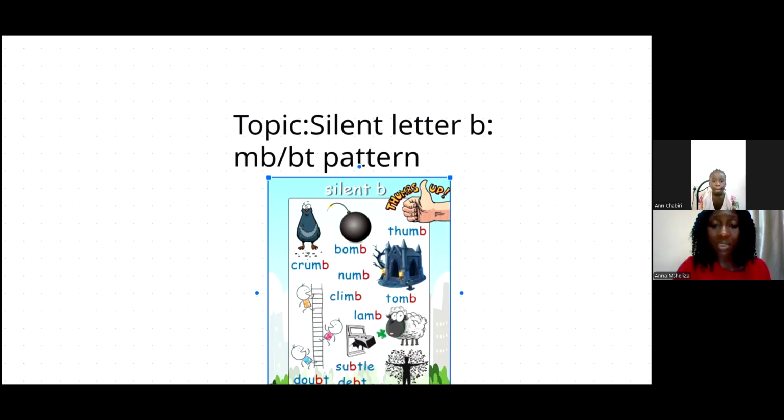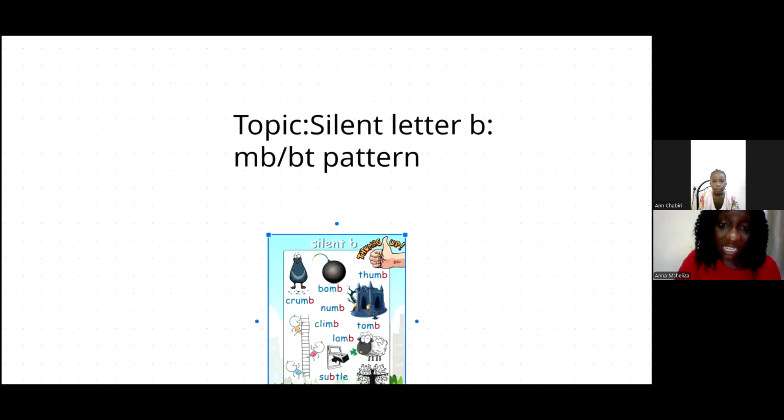The next will be a baby sheep. And a baby sheep is called a lamb. Lamb, lamb. That is a baby sheep. So that's that about the silent B words with the MB pattern. Now we are looking at the silent B words with the BT pattern. When the B comes before a T, the B remains silent. Is that okay?